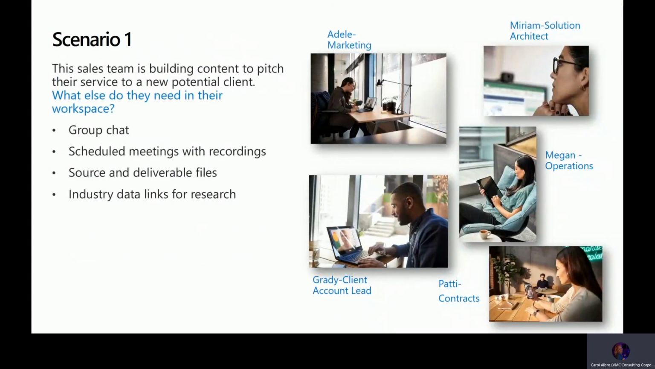All right, so in scenario 1, remember this was the sales group. They had set up a group chat and a regular scheduled meeting with recordings. They had their deliverable files set up on the tab line, and they also had a link to data that they could get to. But maybe we could add in some other industry links to help them, or maybe a connector of some kind that gives them more regular information on what they're reporting on. Maybe what they're using needs to change over time, because as they progress through their project.